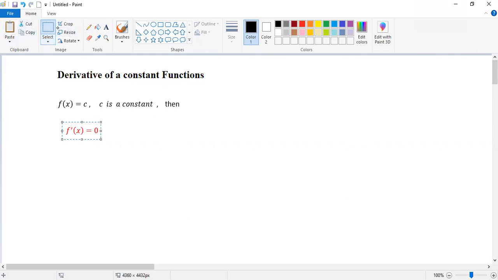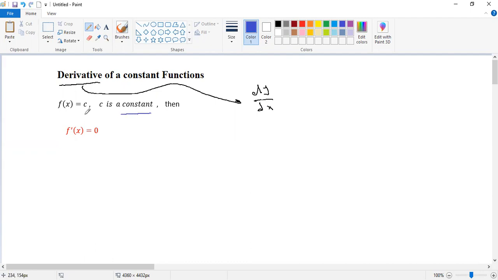Because when we say constant function, it means there is no change. So derivative means change of y with respect to x. No change, constant. There is no change, always it's a constant. The output is c always. For each x, no change, constant.